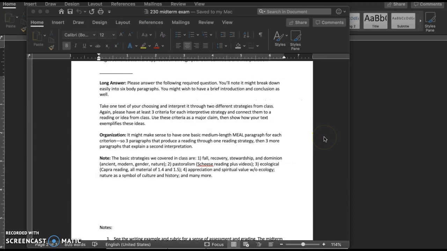This is the type of question you're going to see on the final exam. And it says, take one text of your choosing and interpret it through two different strategies. The different strategies are listed down here. So you've got to give a reading with two of those. Well, how do I do that? We'll take one of the strategies and use three criteria. Break that definition down into three things, right? If we want to take a look at what that looks like real quick, let me show you.